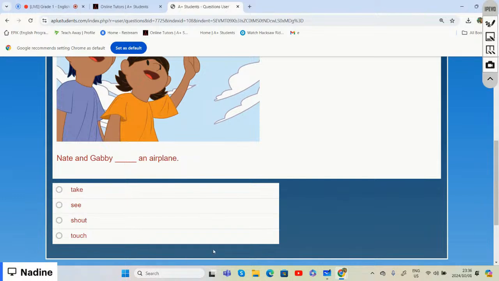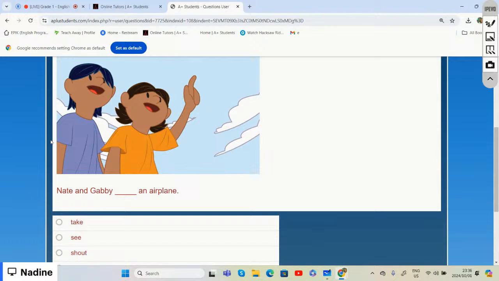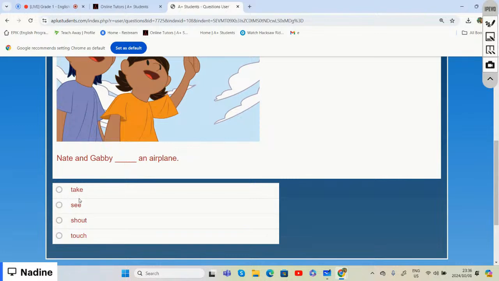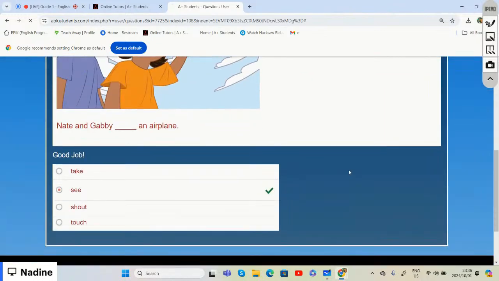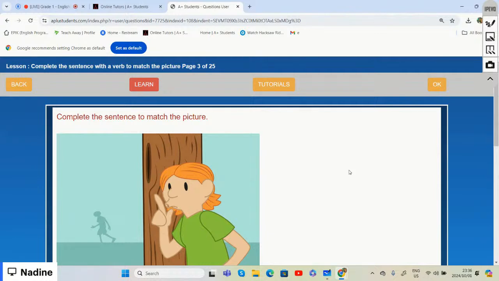All right. And if we look at the picture, and then identify the action verbs, it says Nate and Gabby take an airplane, Nate and Gabby see an airplane, they shout an airplane, or they touch an airplane. Which one is correct? If we were to choose the correct one, we would say Nate and Gabby see an airplane. And C is correct. Well done.